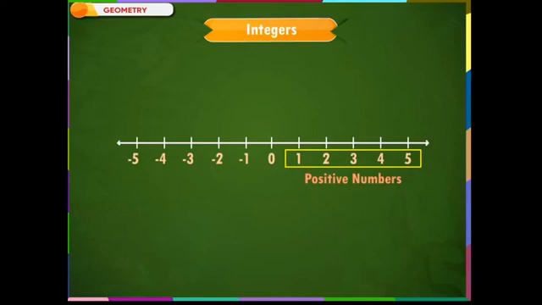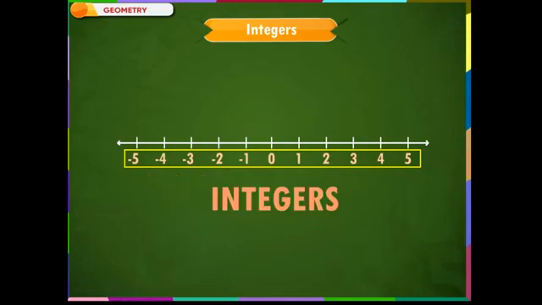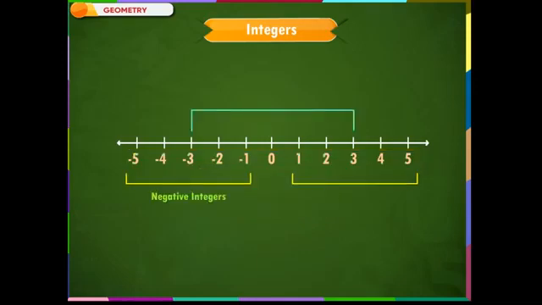When we combine all the positive numbers, 0, and all the negative numbers together, we call this set of numbers as integers. You can see here, there is a specific way of representing negative numbers, that is, by using minus signs. So, -1, -2, -3, -4, -5 and so on are negative integers. Remember, 0 is neither positive nor negative, as 0 doesn't have any direction. It is the reference point on the number line.